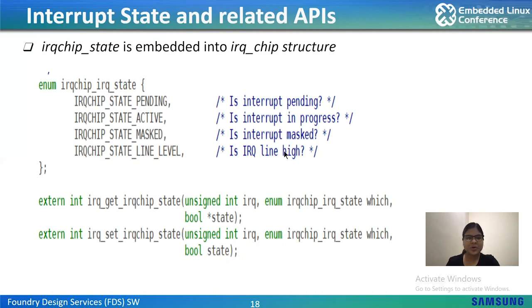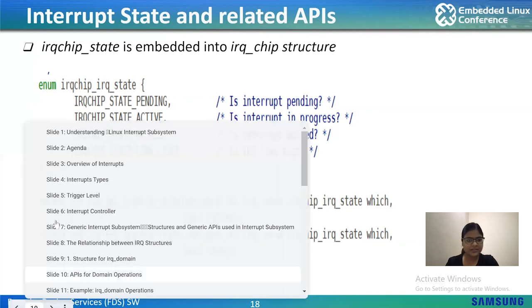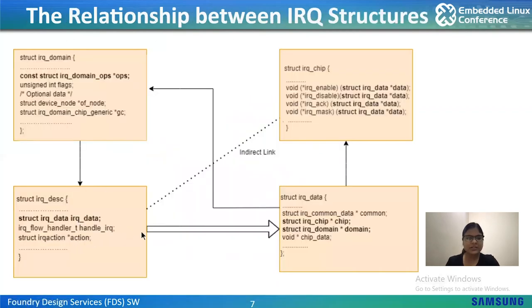So let us go back to the slide on the relation between all these structures before going to the generic IRQ handling. So as we saw, the IRQ domain operation allocates the irq_desc structure with all the details. irq_data is being passed down to the irq_chip functions. irq_data also contains a pointer to the irq_chip and irq_domain structures. And irq_data itself is nested inside irq_desc. So there is an indirect link between these two using irq_data.